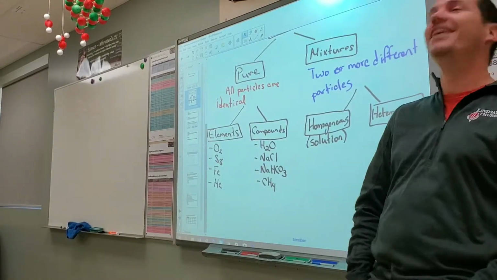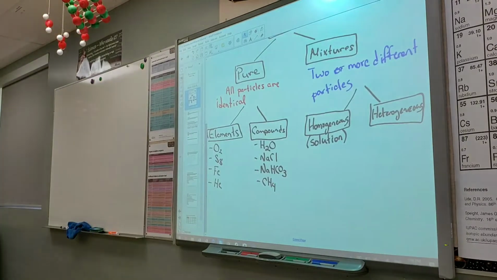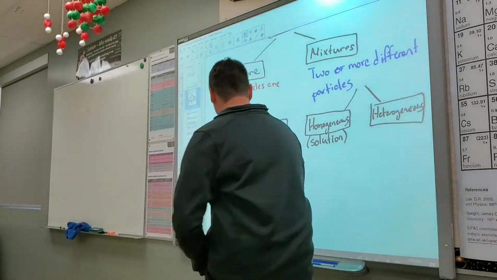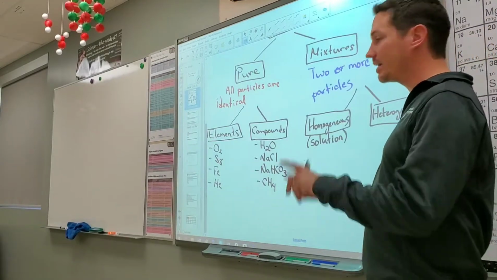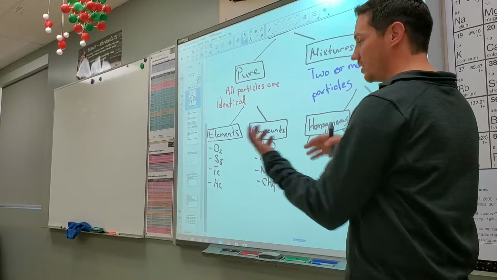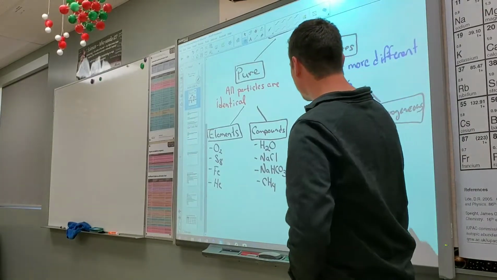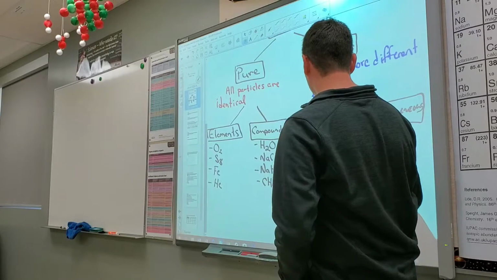Salt water. When you look at a little bit of salt water, can you see the salt in the water? No, you can't. So a homogeneous mixture is something where it looks like it's all the same, but you know it's made out of different particles. So a mixture of H2O and NaCl.